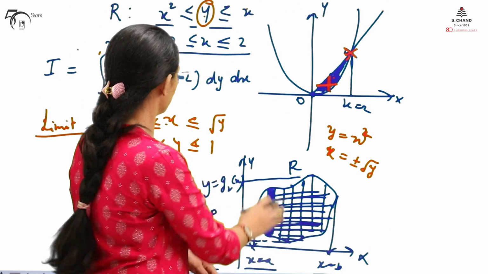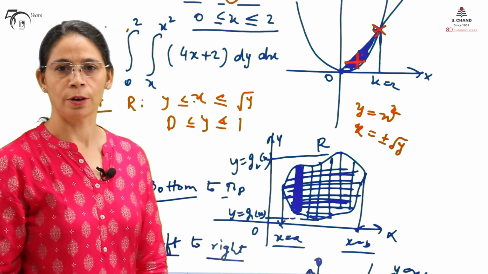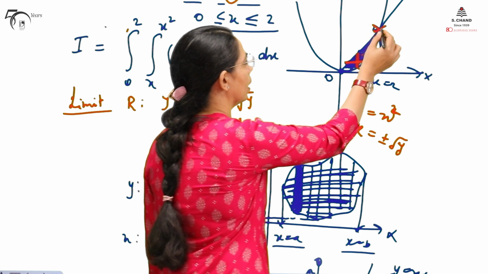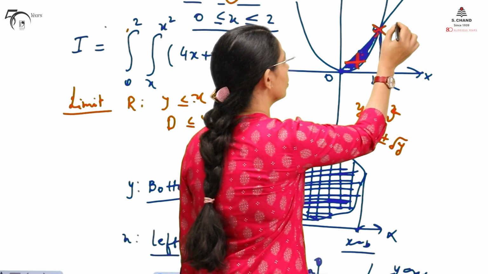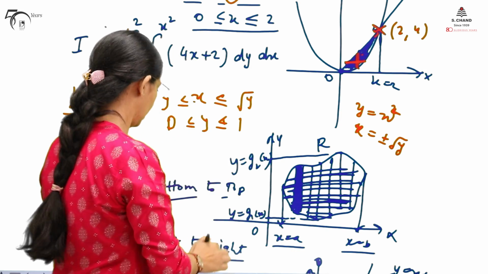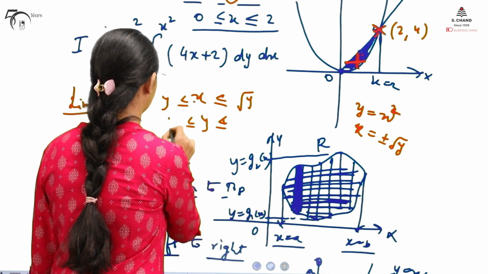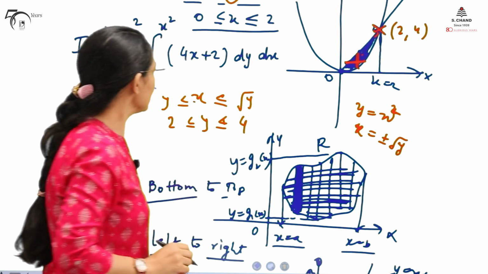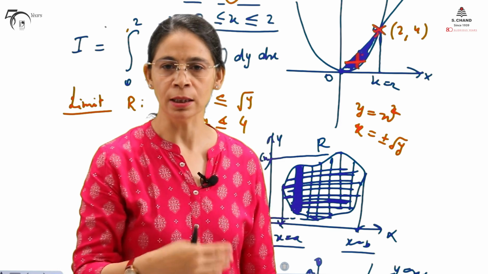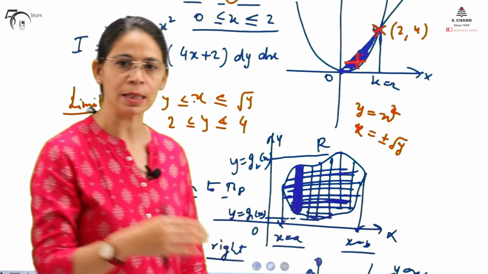So this was the question which we were solving for after changing the order of integration. As I told, this should be the intersection point. This intersection point is (2, 4), and that's how the limits for y will become 2 to 4. Now we will integrate it by using both the methods, taking the same region of integration, and then we will see that we will get the same result.